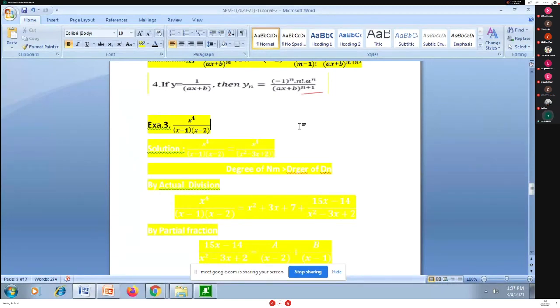They just go for partial fraction. They find that the denominator is in terms of linear and non-repeated factors, so they go for A upon x minus 1 plus B upon x minus 2. They search for values of A and B, and after finding A and B they apply the formula and nicely write the value for y n.